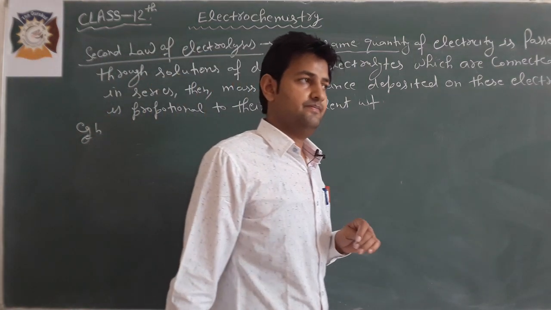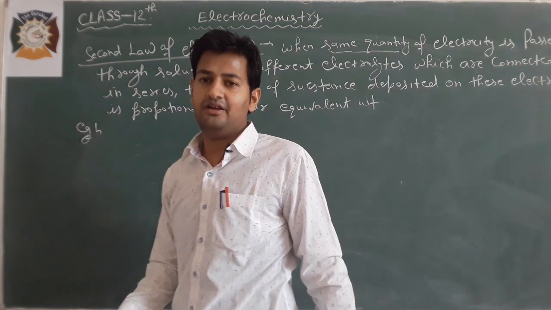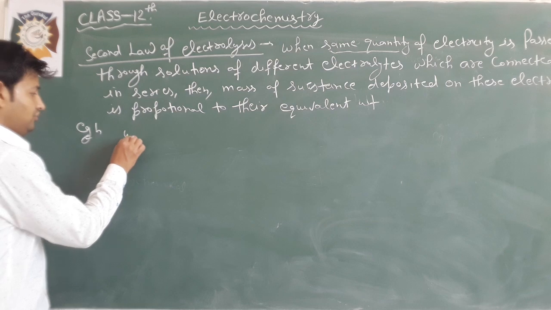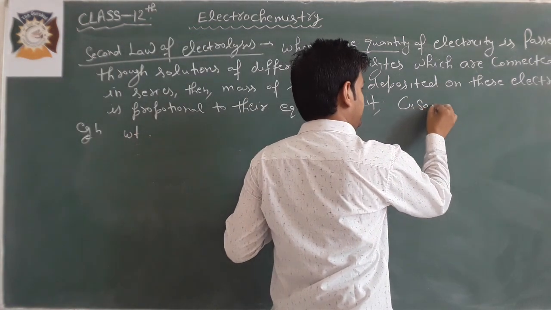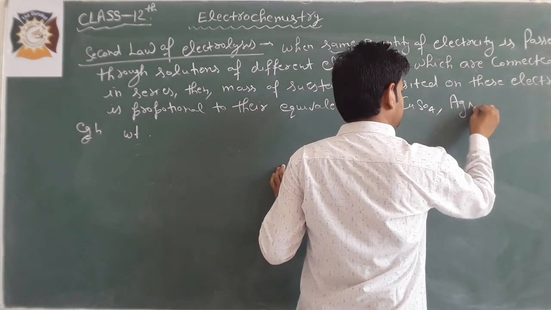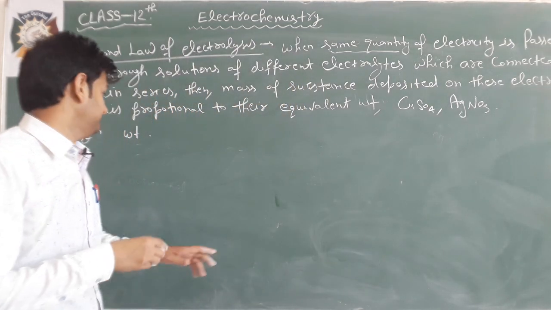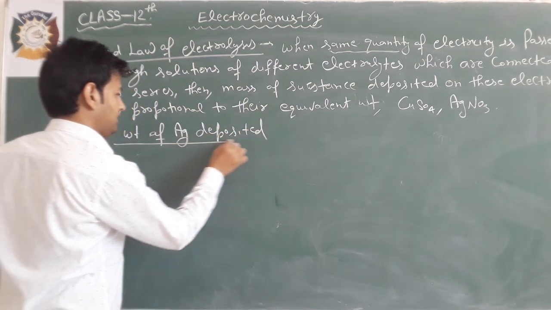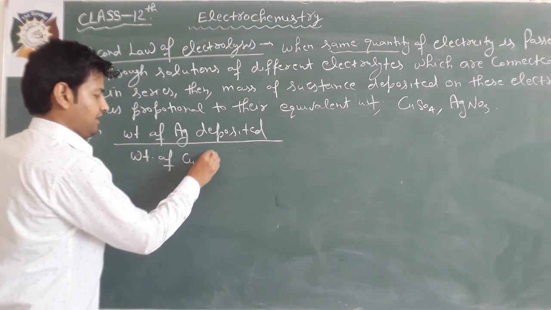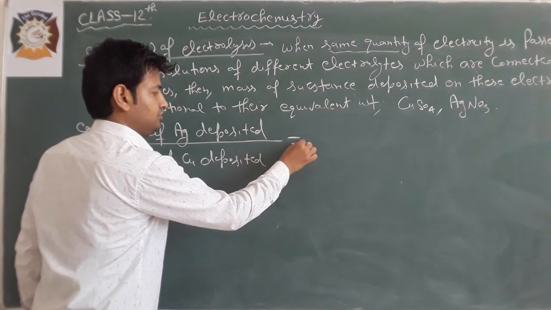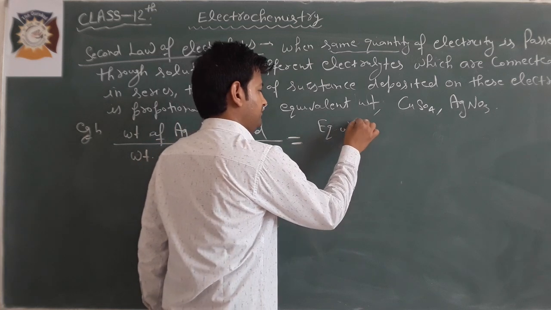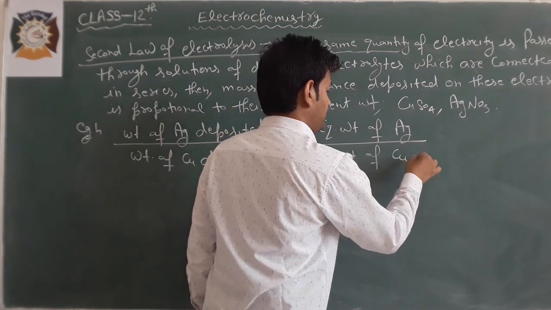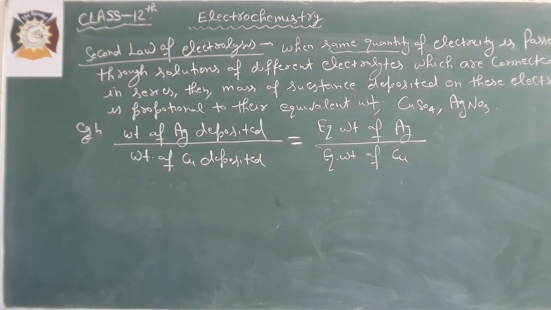If we consider the example of silver nitrate and copper sulfate, which are connected in series, and the same quantity of electricity is passed through the solutions, then the weight of silver deposited divided by the weight of copper deposited is equal to the equivalent weight of silver divided by the equivalent weight of copper. This is according to Faraday's second law of electrolysis.